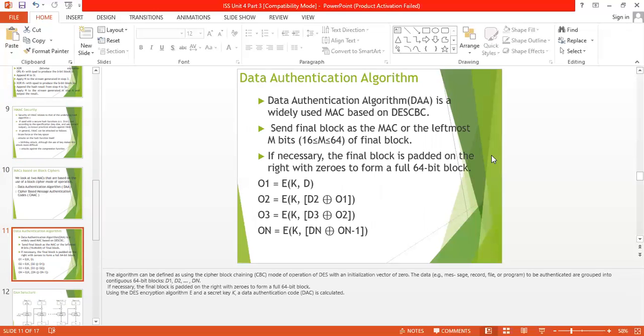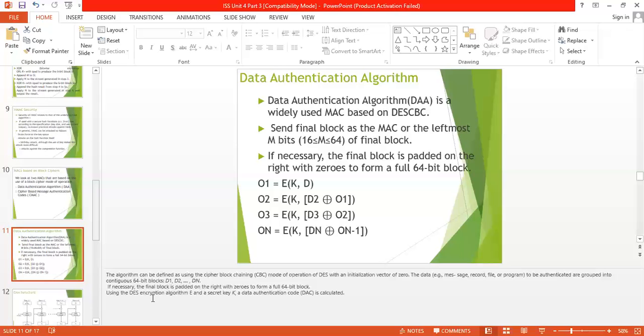The algorithm can be defined using the cipher block chaining, CBC, mode of operation of DES with an initialization vector of 0. The CBC and DES we discussed in unit 2. The data, meaning the message or the record or the file, to be authenticated is grouped into contiguous 64-bit blocks. The data is divided into D1, D2 to Dn.